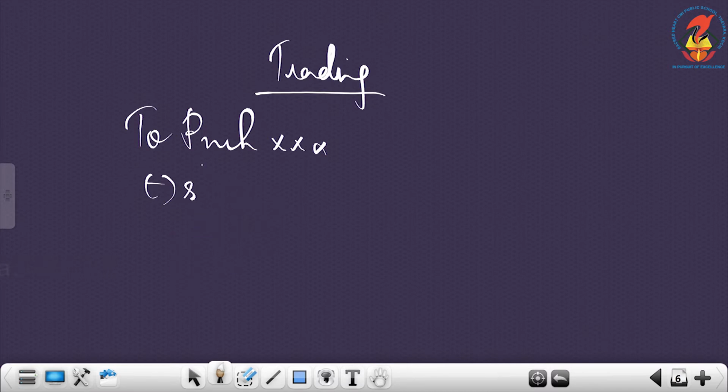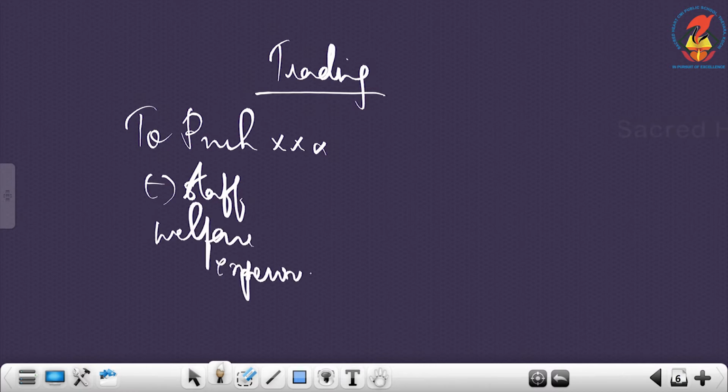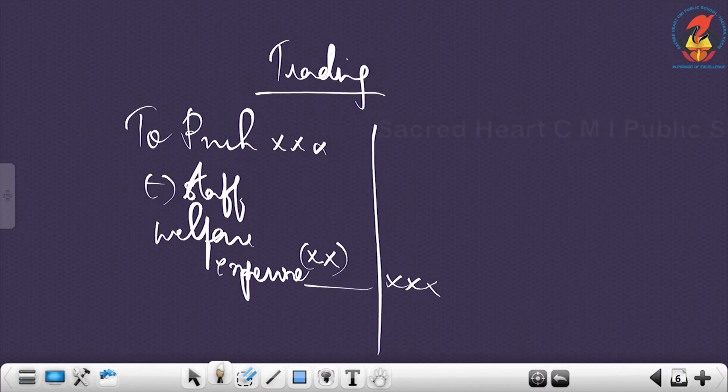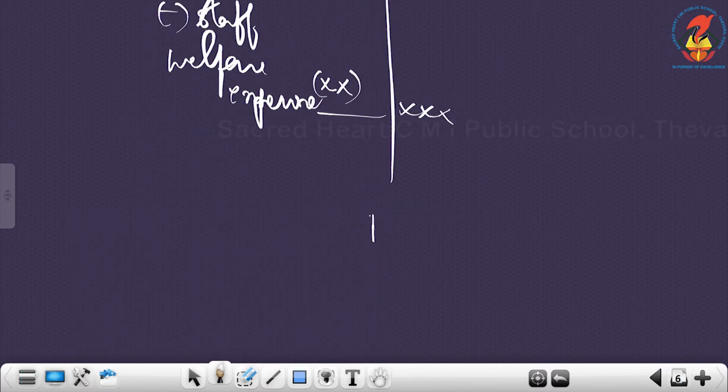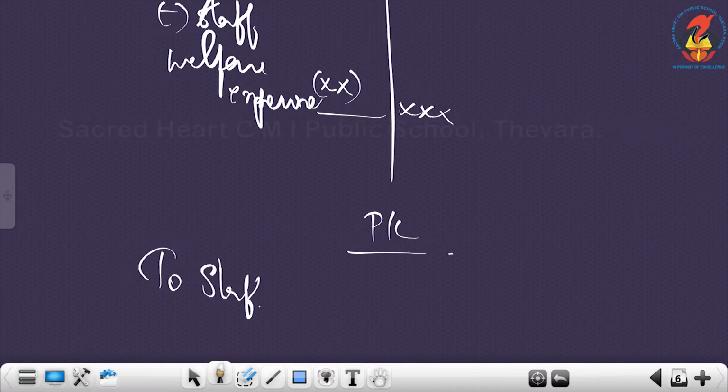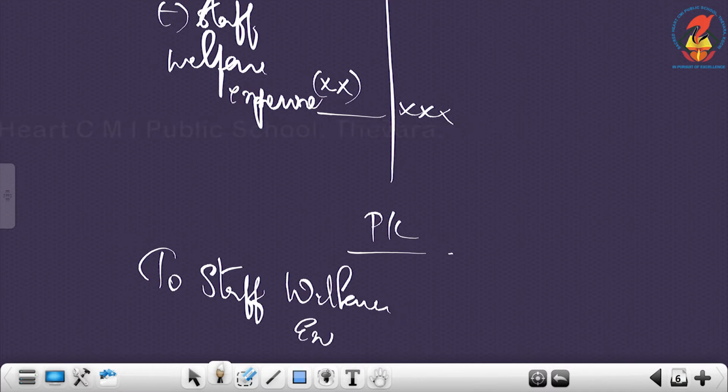You will write like this, less staff welfare expenses, meaning the goods is what we are deducting. So you write like this. Okay, so first you have to deduct it from purchases, then this is an expense basically. So next we will have to show this in the P&L debit side to staff welfare expense.